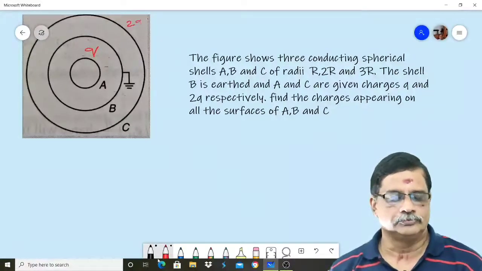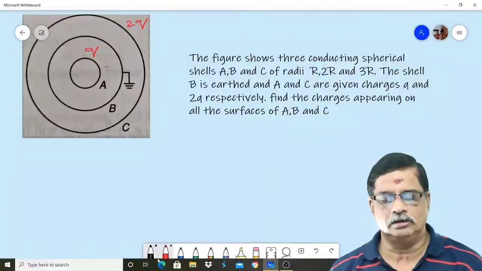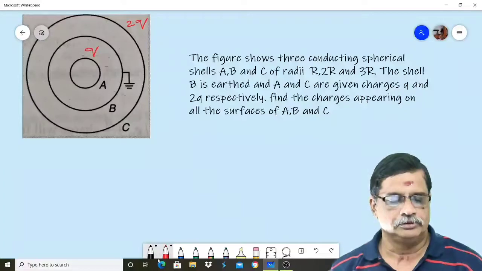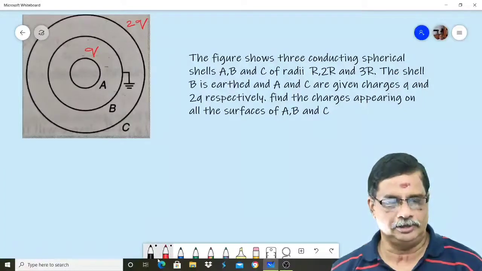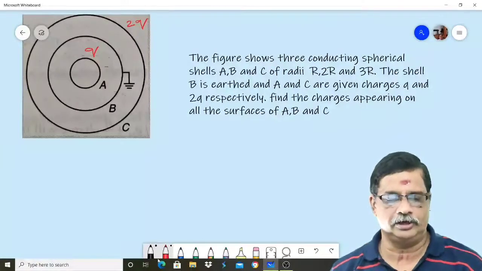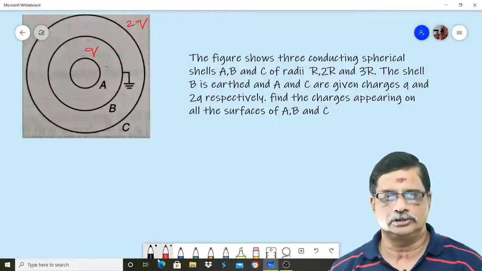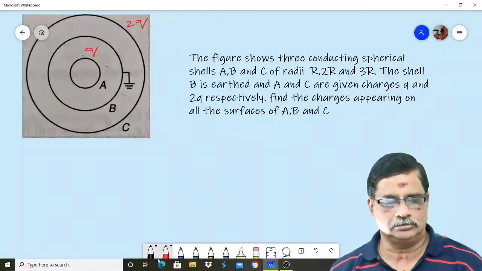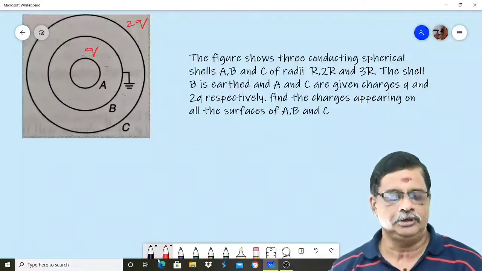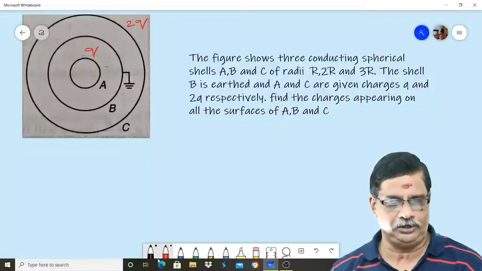Now let us see how the charges on the surface of the spheres can be found out. Since the sphere A does not have any charge within it, inside the sphere A there is no charge. Therefore, all the charges given to the sphere A should be distributed on the outer surface. So the charge Q that we have given to the shell A will be distributed on the outer surface of A.